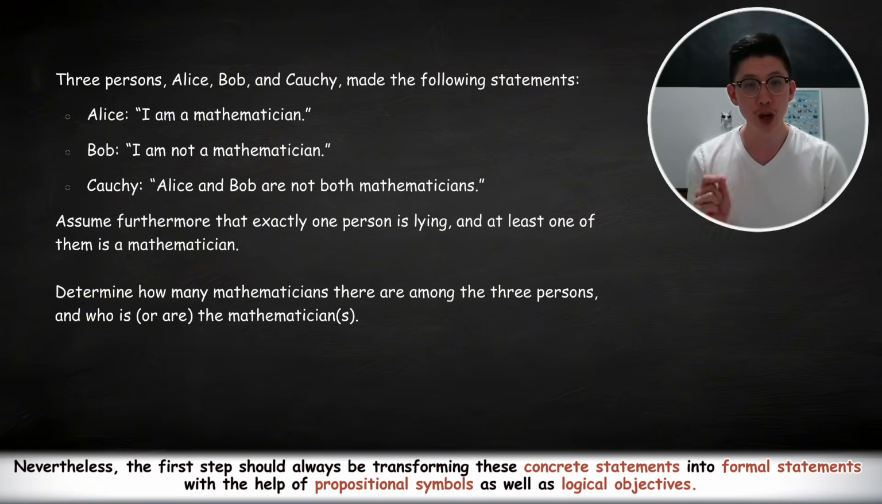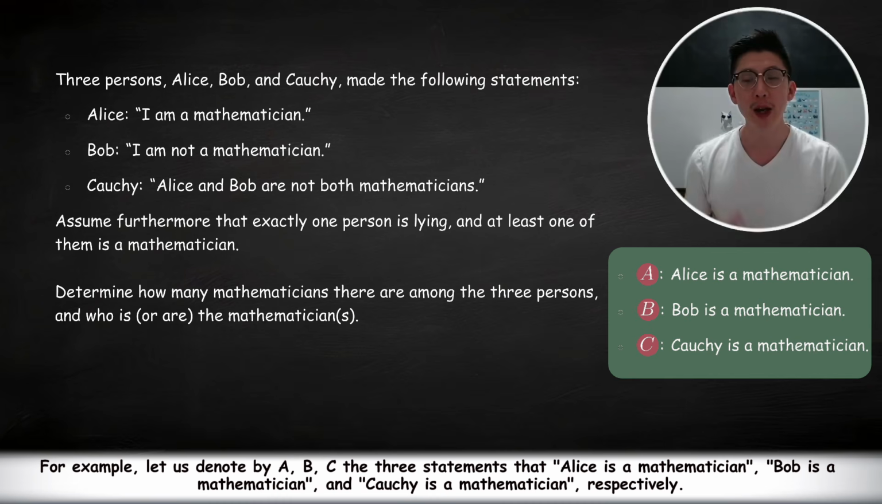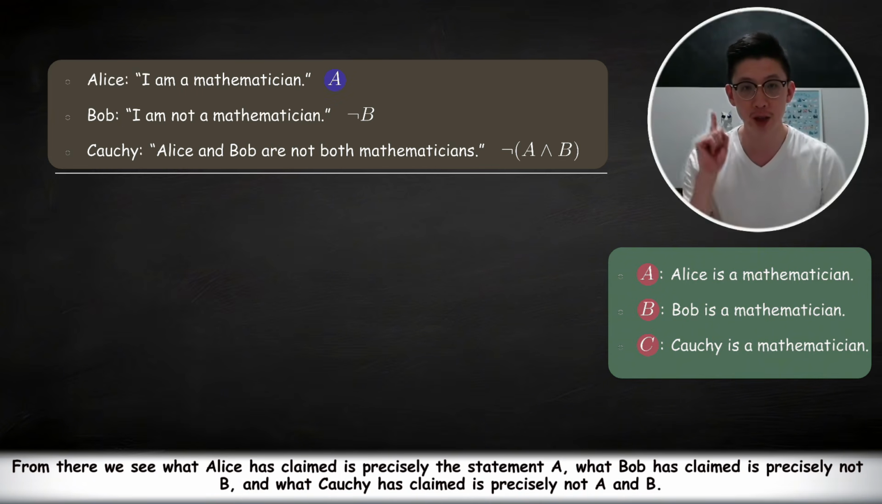Nevertheless, the first step should always be transforming these concrete statements into formal statements with the help of propositional symbols as well as logical connectives. For example, let us denote by A, B, C the three statements that Alice is a mathematician, Bob is a mathematician, and Cauchy is a mathematician, respectively. From there, we see what Alice has claimed is precisely the statement A, what Bob has claimed is precisely not B, and what Cauchy has claimed is precisely not (A and B).